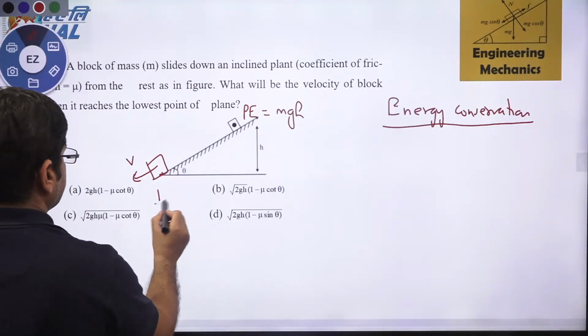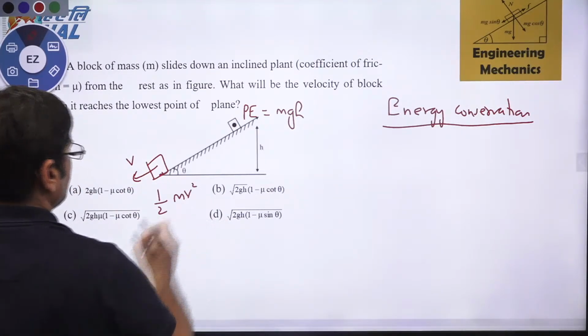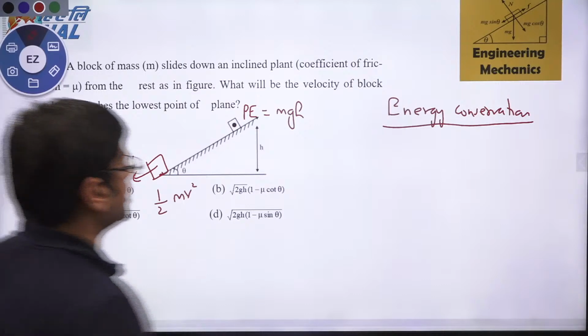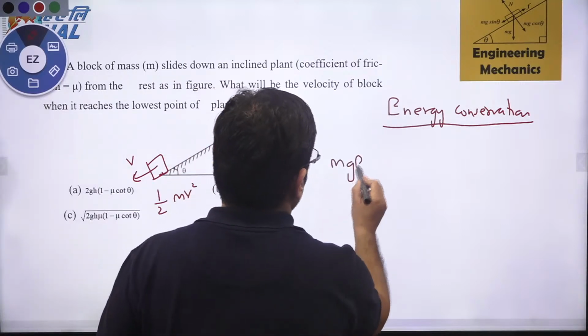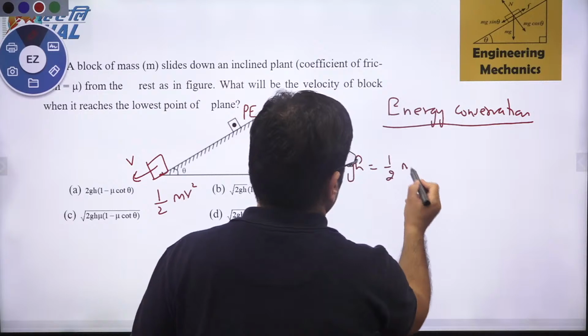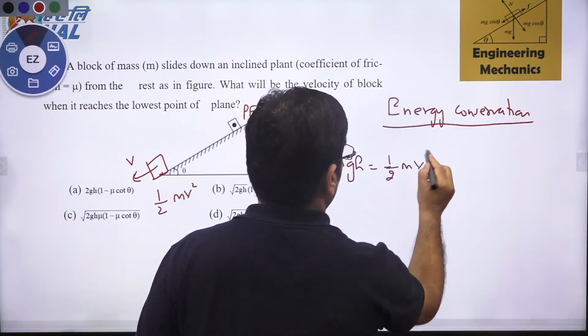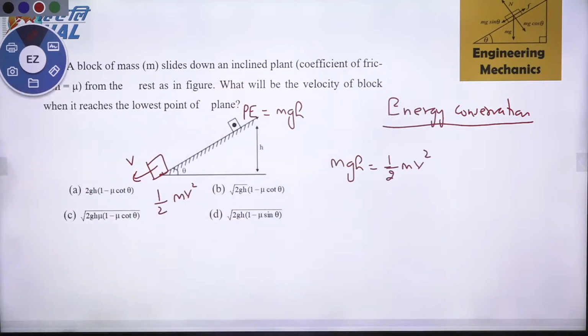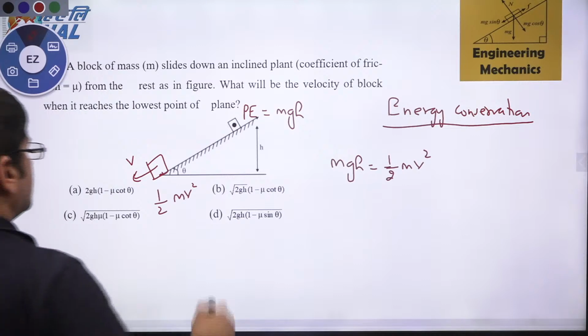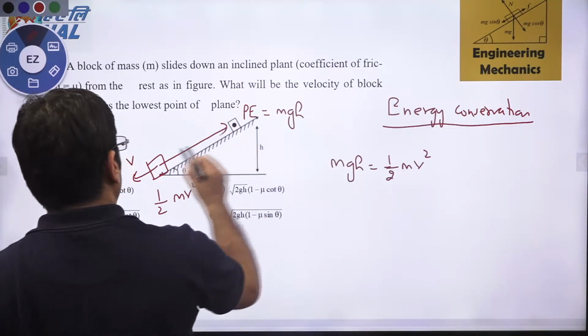What is the kinetic energy here? Half of m into v square. So do you think the entire potential energy gets converted into kinetic energy? What is your view on that? What is the conversion? Can you tell me this length? How much is this length?